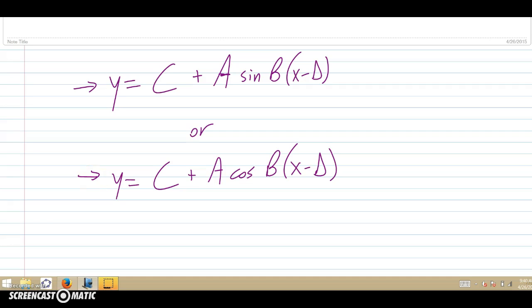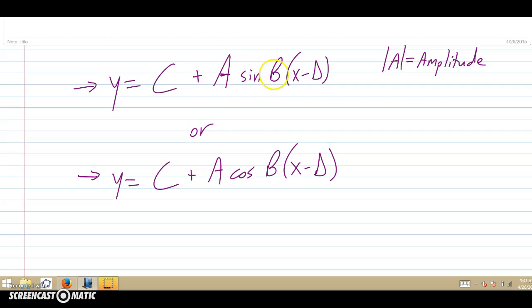Y equals c plus a sine of b times the quantity x minus d, or the same thing just with cosine instead of sine. First things first, I want to go over just what these letters mean. If you can identify them, you should be pretty good. So let's review. A is your amplitude. I suppose I should say the absolute value of A is your amplitude. A could be a negative number. If A is a negative number, just remember that that kind of flips your graph upside down.